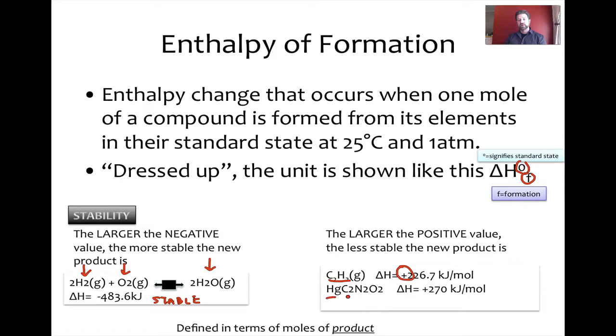This one here is called fulminated mercury, or mercury difulminate. And you can see this one even has a higher value of positive 270 kilojoules per mole. This one releases a lot of energy. And enthalpy of formation is also defined in terms of moles of product. It's these things we're making here. It's this acetylene, it's this fulminated mercury, it's this water vapor.